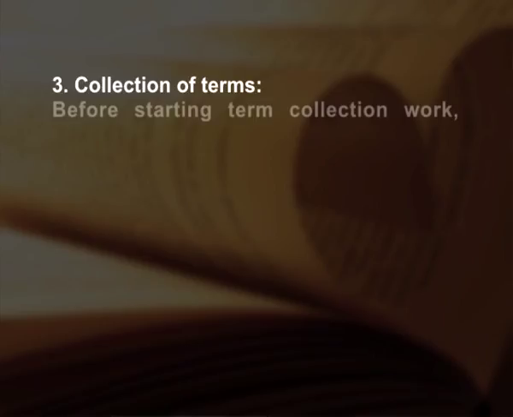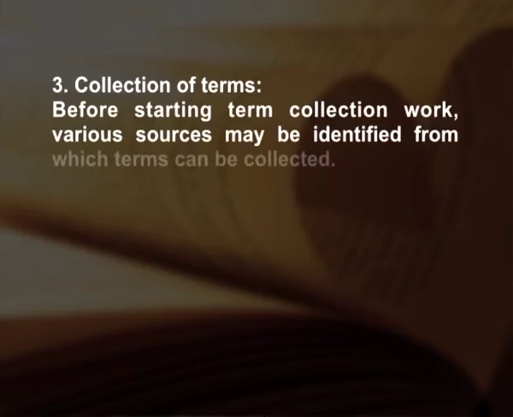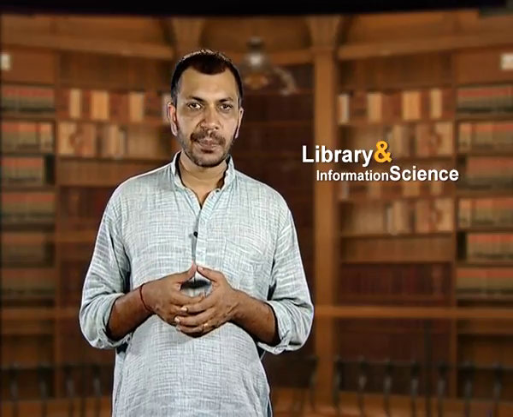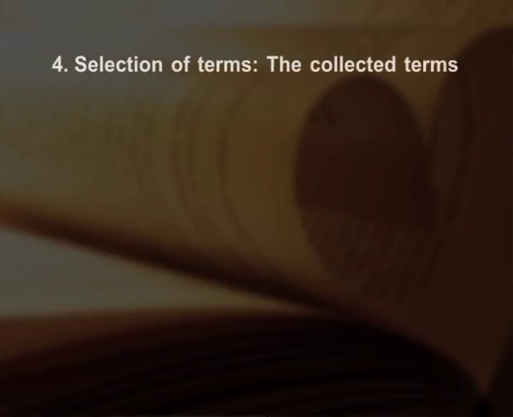3. Collection of terms. Before starting term collection work, various sources may be identified from which terms can be collected. These sources may include ready reference tools like encyclopedias, dictionaries, glossaries, etc., representative books on the subject, available classification schemes and thesauri, primary and secondary periodicals, etc. For each of such sources, an entry is to be prepared in a standard format listing all the bibliographical details of the document. In collecting the relevant terms for the thesaurus, each of the sources on a particular subject may be scanned exhaustively.